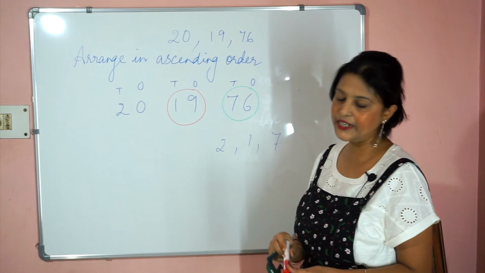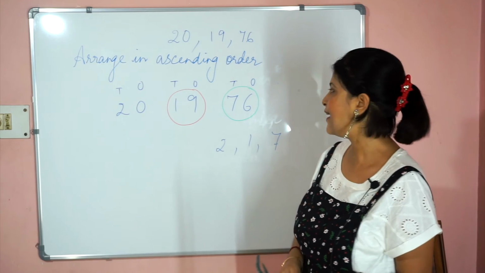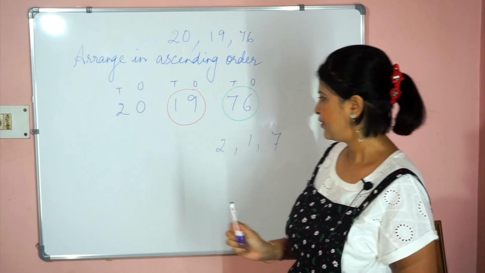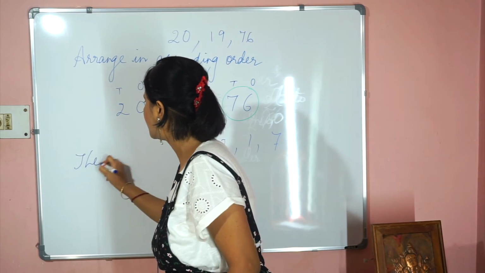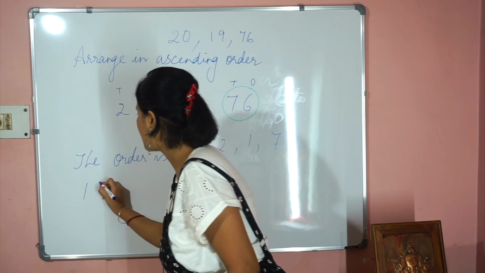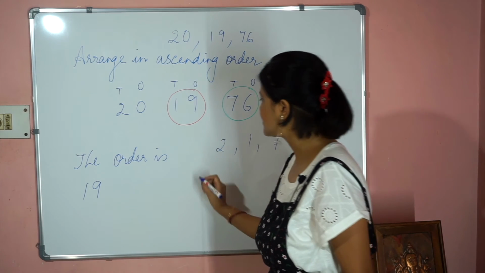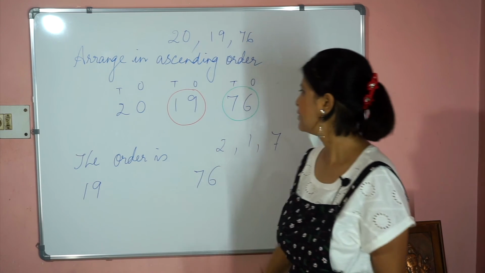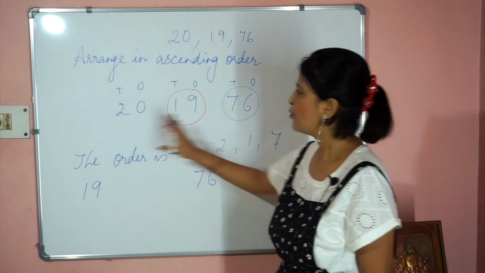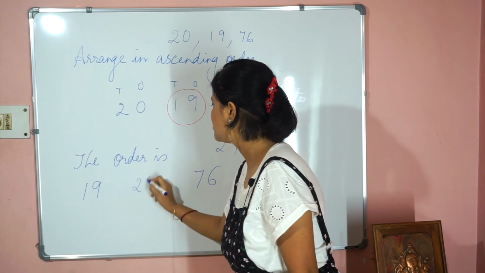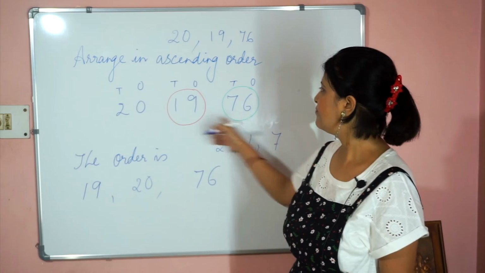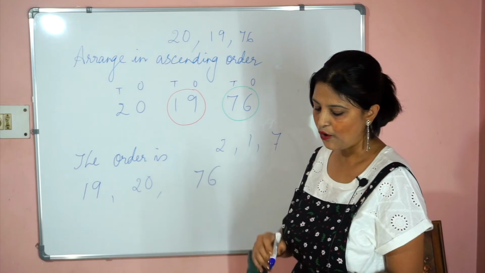So, when I am arranging in ascending order, the smallest number should be written at first. So, the order is 19 comes first and at last 76 will come. Okay. So, we have written the smallest and then the biggest. What is left? 20. 20 will come in between. So, this is how we have arranged the given numbers in ascending order.